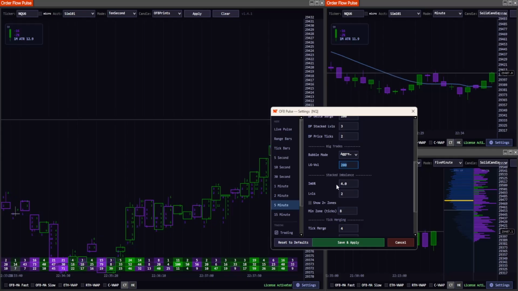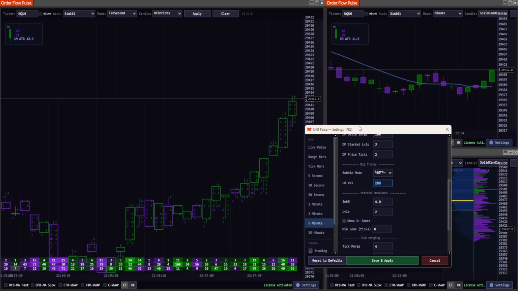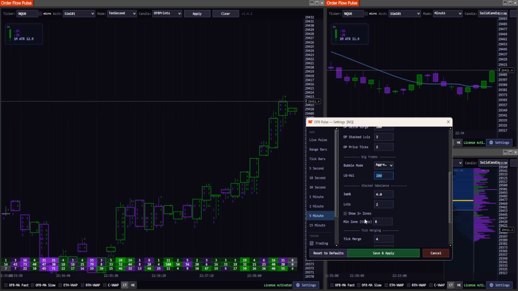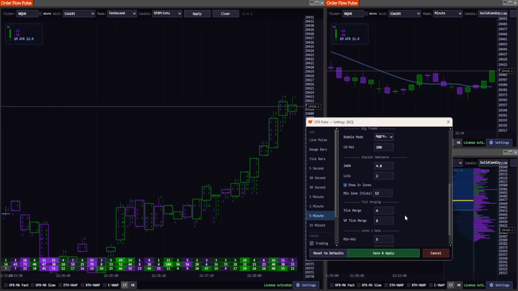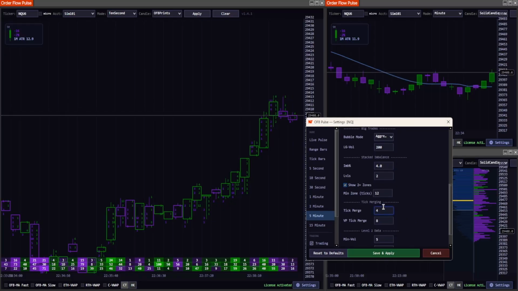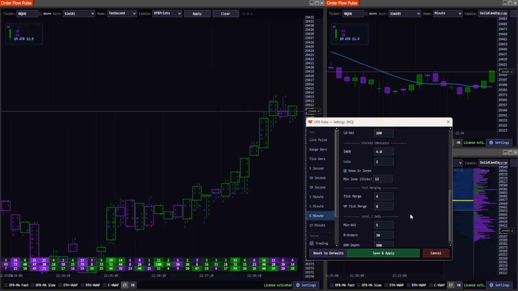Stacked imbalance is still set to 4: 4 times more buyers than sellers or sellers than buyers, and levels of 2. That's for the 5 minute, okay? And minimum zone I have set to 8. We can set that to 12 as well. Tick merge, again, I tick merge it to 4, even on a 5 minute. Why? Because I want to know the stacked imbalances, okay? You probably don't have to do it, but I'll do it.